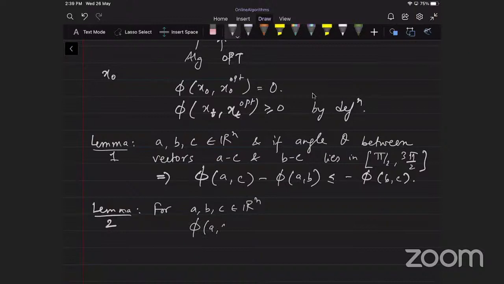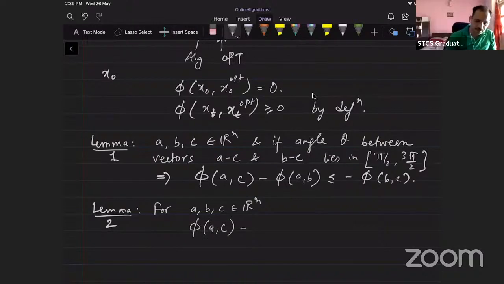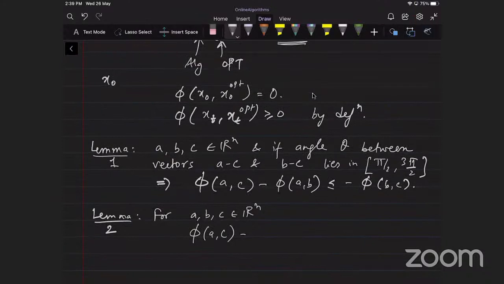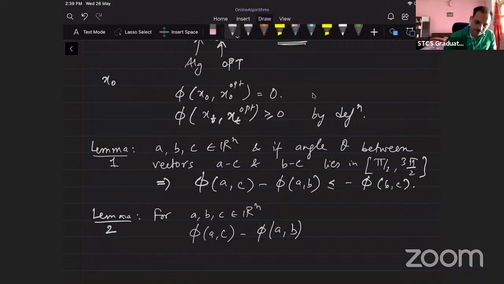What is the role of eta in this potential? Yeah, so eta will play a role. Eventually, we'll have to pick an eta to claim the guarantee, as we have done before. So we always have a constant in the front, and then we choose the constant to make everything work. We have done this in speed scaling. It's very similar to that.